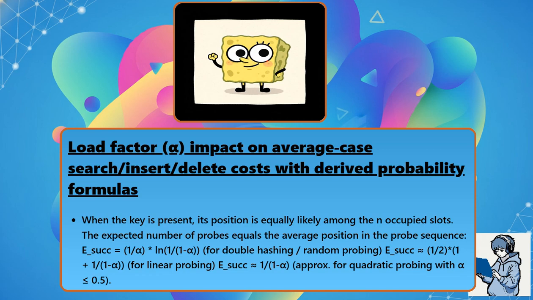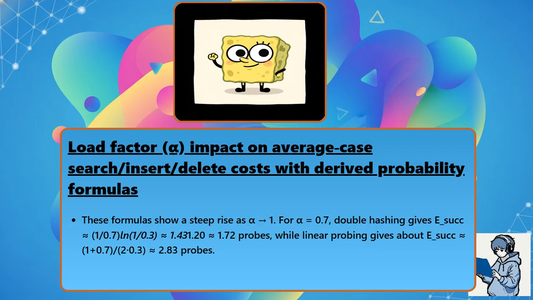E_suc is approximately 1/2 times (1 + 1/(1 − α)) for linear probing. E_suc is approximately 1/(1 − α) for quadratic probing, with α ≤ 0.5. These formulas show a steep rise as α approaches 1.